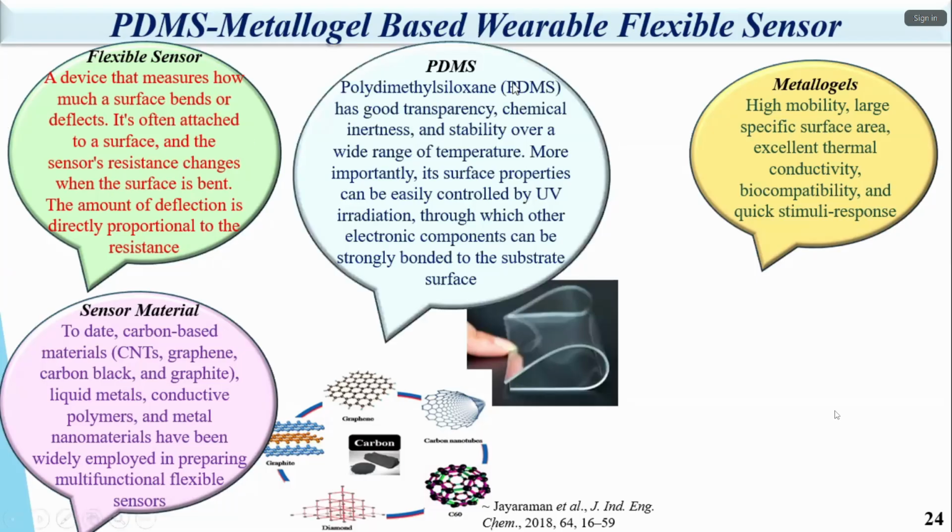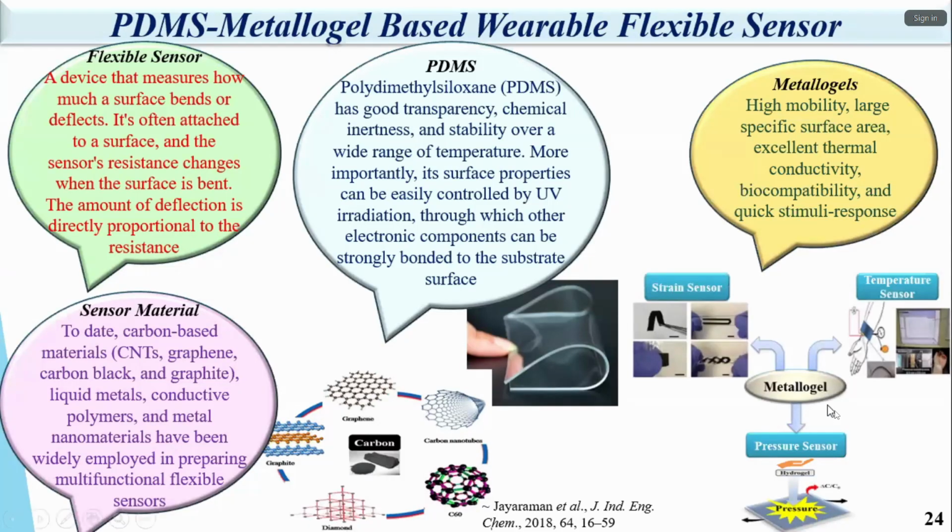And PDMS will be used as the flexible substrate on which the metal gel will be fabricated because of its good transparency, chemical inertness, stability, and its surface property can easily be changed or controlled by UV irradiation or through different electronic components which are strongly bonded to the substrate surface. Further, these metal gels can also be used as strain sensor, temperature sensor, as well as pressure sensor. So in the work we have done, the graphene and others can be replaced using metal gel.